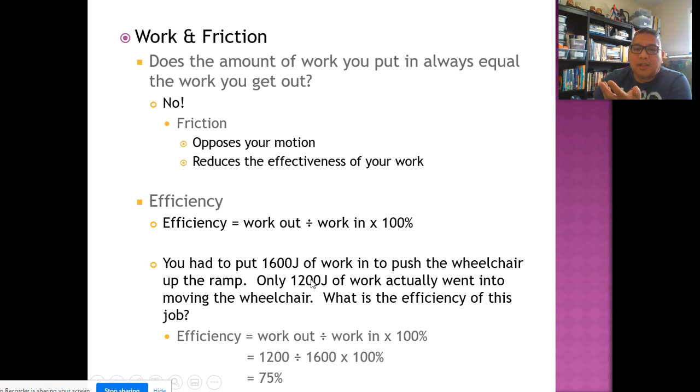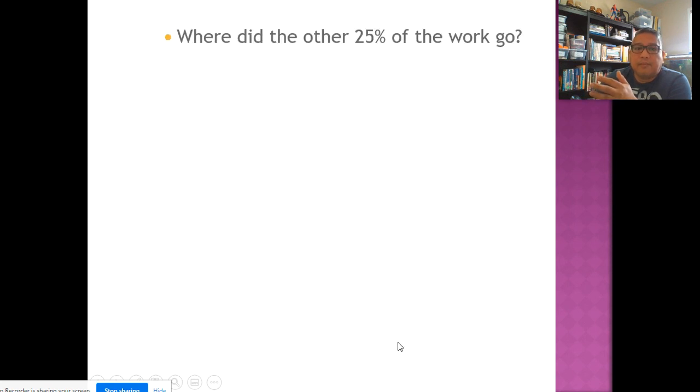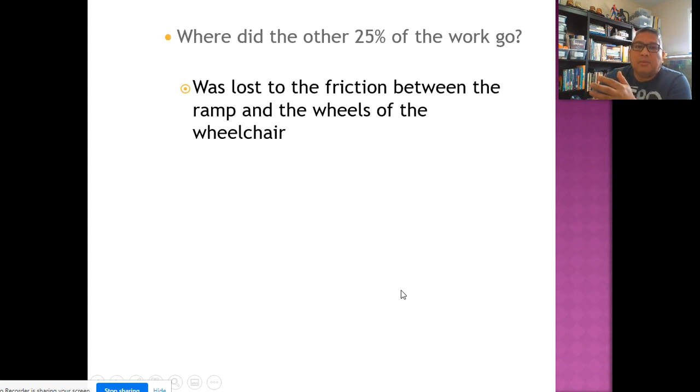So in this case, the actual work done is 1200 divided by 1600. Now, just double check your calculation. There's no way a calculation will go over 100%. Okay, where did the 25% go? It was lost to the friction between the ramp and the wheels of the wheelchair.